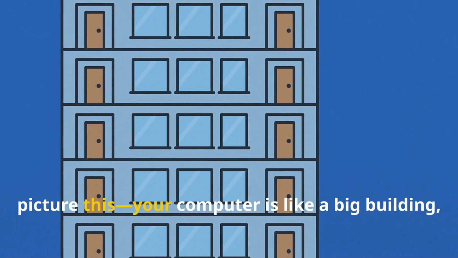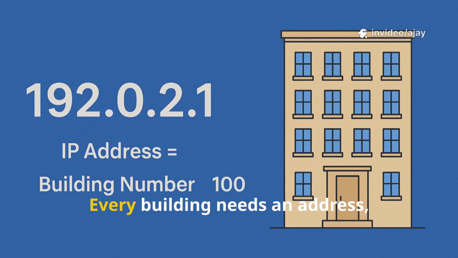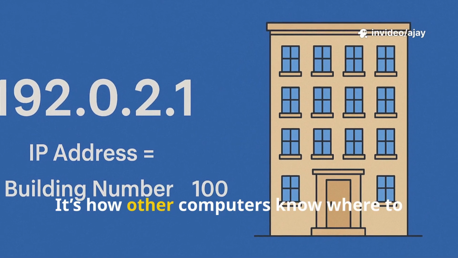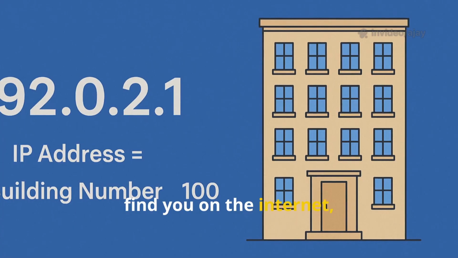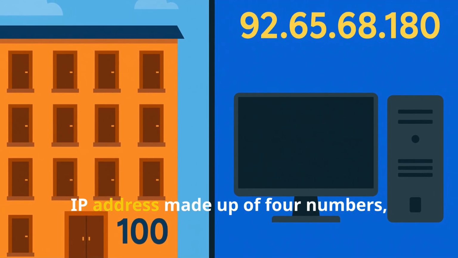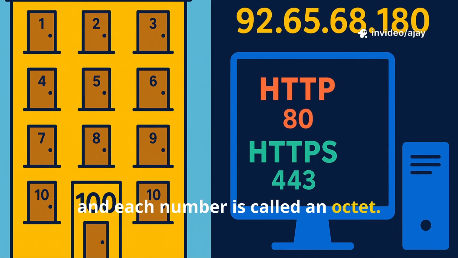Alright, picture this. Your computer is like a big building, maybe even like your school or office. Every building needs an address, right? That's your computer's IP address. It's how other computers know where to find you on the internet, just like a street address tells people where to find your house or school. An IP address is made up of 4 numbers, separated by dots, and each number is called an octet.